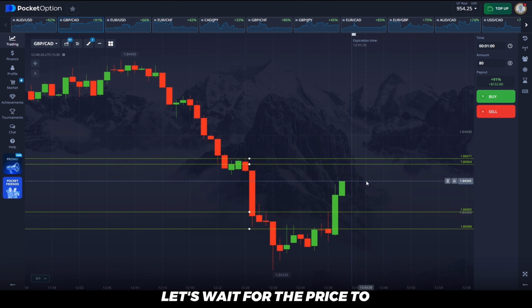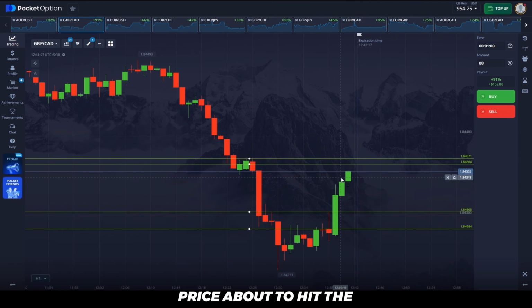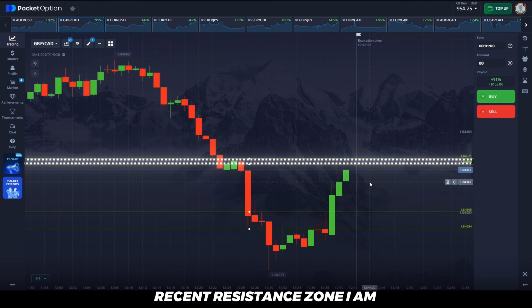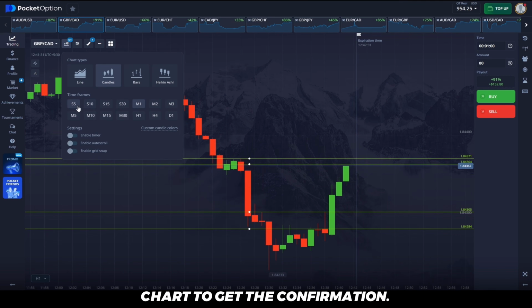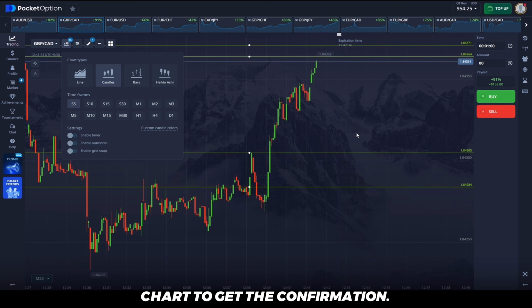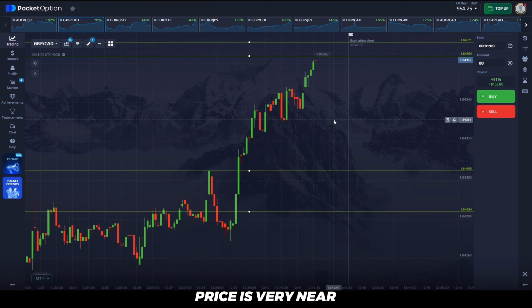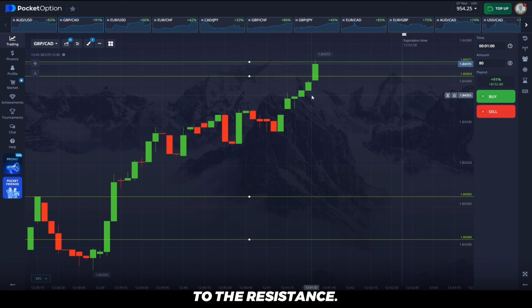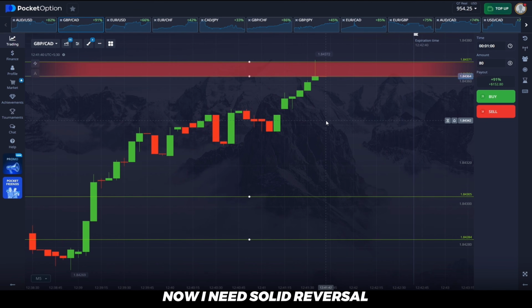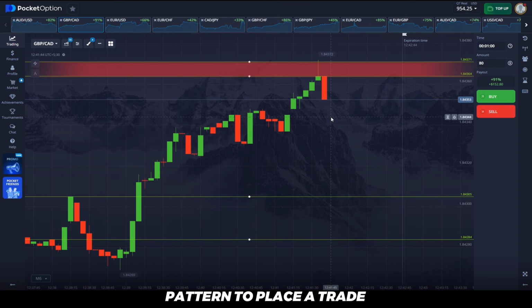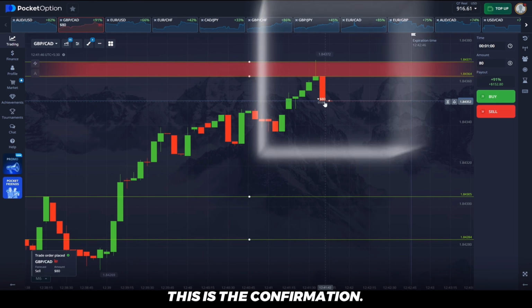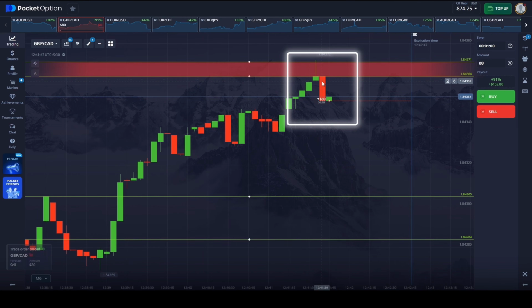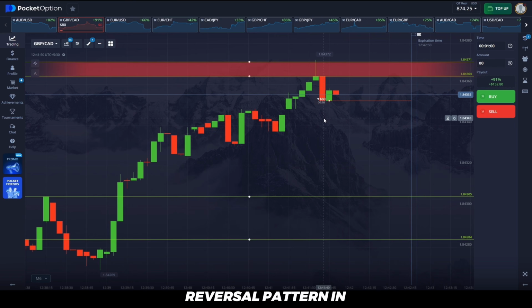Let's wait for the price to reach any of those levels. Price about to hit the recent resistance zone. I am switching to the 5-second chart to get the confirmation. Price is very near to the resistance. It hit the zone, and now I need a solid reversal pattern to place a trade in the downward direction. This is the confirmation. It's a solid reversal pattern in the downward direction.